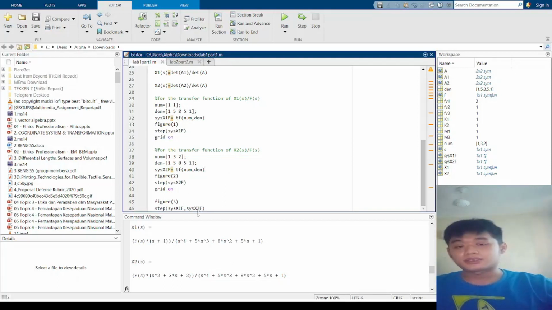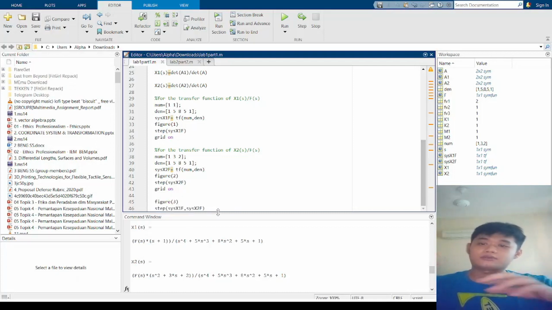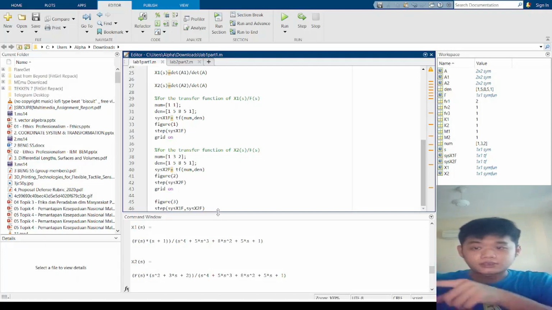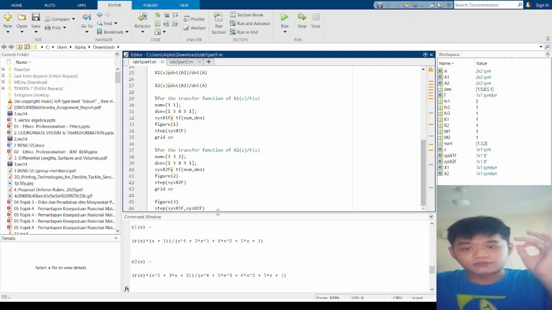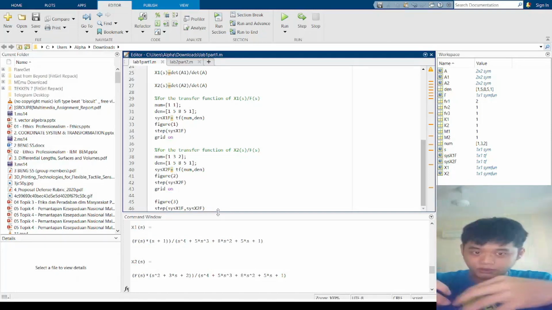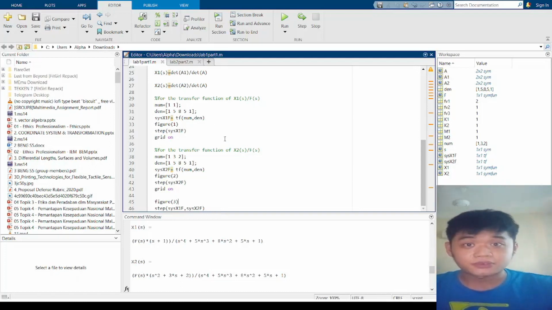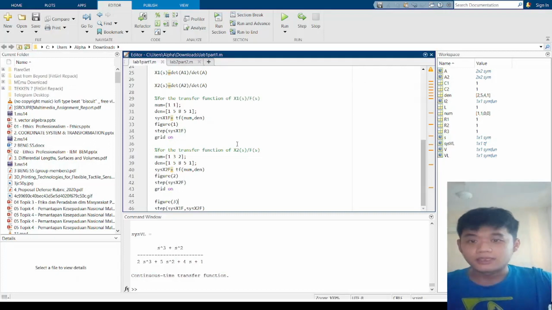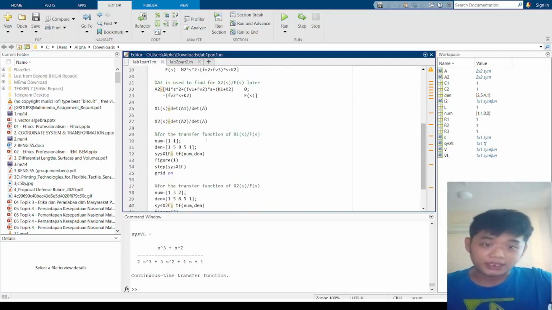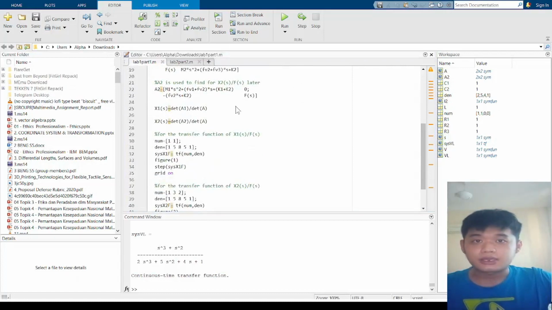And then lastly, since the lab sheet requires us to combine this together, we just simply put this together by putting the code step sys x1f and also sys x2f, by putting the value of the transfer function of the x1 and x2 together. Before putting them together, we need to create a graph for them to be put together.